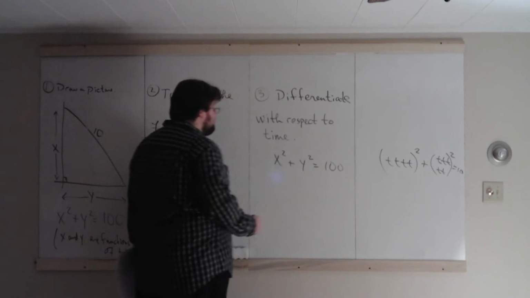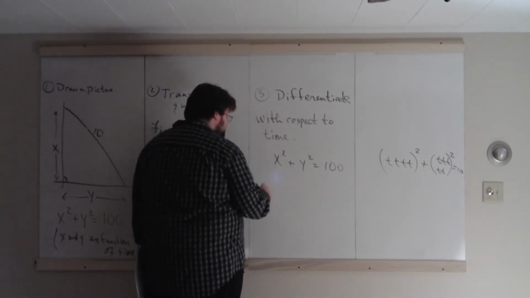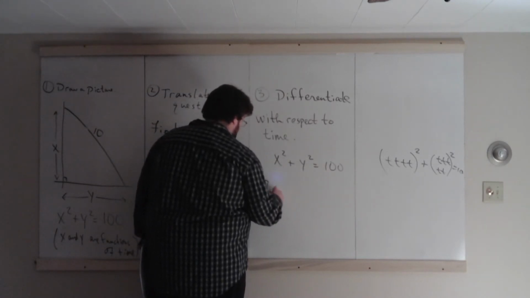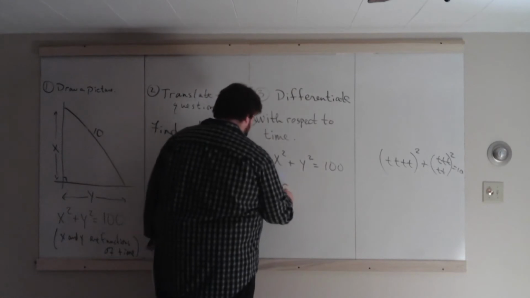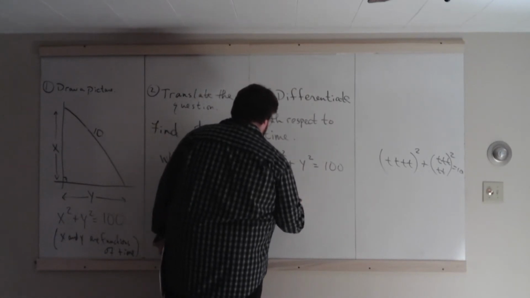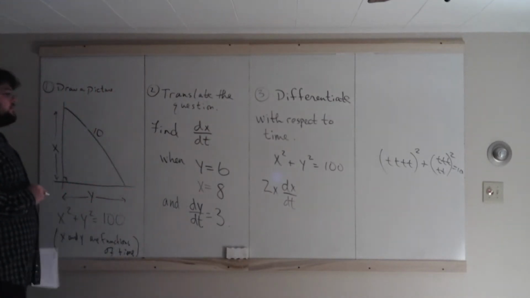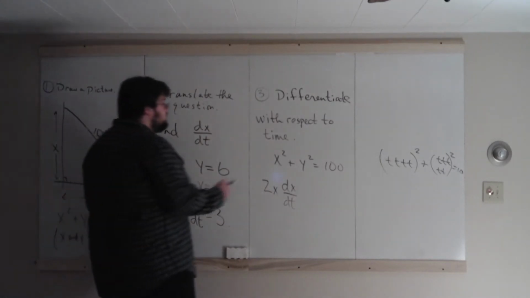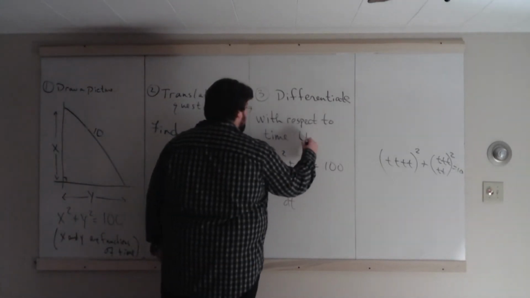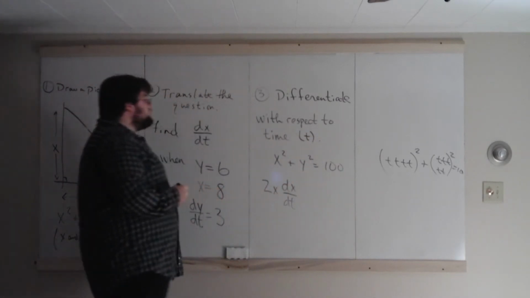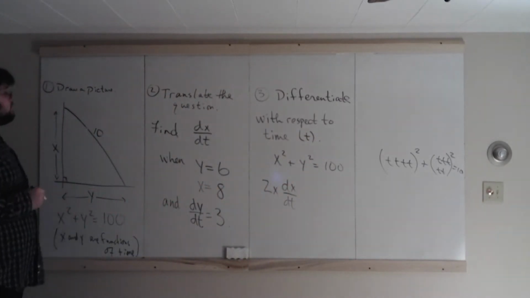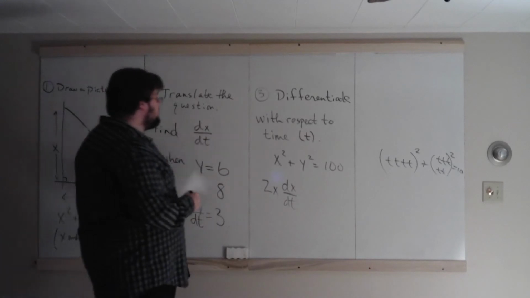So here we have a bunch of t's squared, so the derivative is 2 of them to the first times the derivative with respect to time. X is a function of time. We're differentiating with respect to time, which we'll call t. I guess I introduced t here. That's okay.